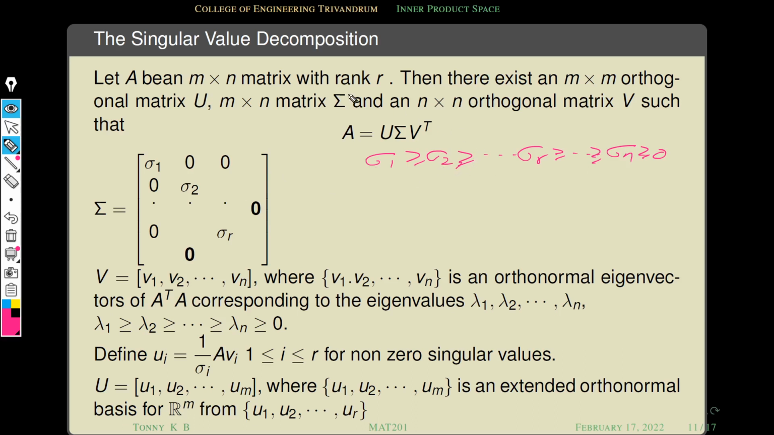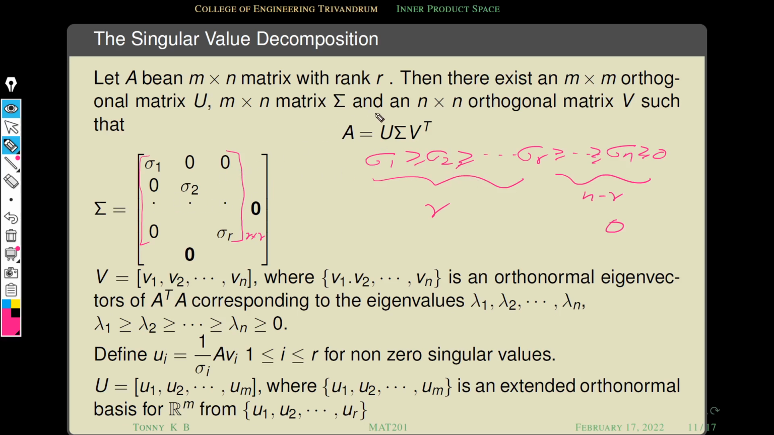Also, there is a result. Since the rank of this matrix is R, there are only R non-zero singular values. The remaining n minus R singular values are 0. So for a matrix of rank R, it has only R non-zero singular values. We arrange those non-zero singular values diagonally. We can view this as a submatrix of order R by R. What is R? R is the rank of the matrix, or the number of non-zero singular values of A. Both are the same.